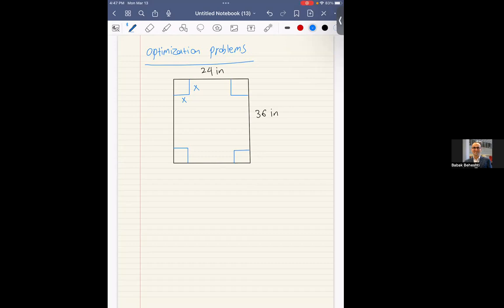So once you fold this paper, you fold it up, what would be the volume of the box? When you fold it, once you cut out the corners, you get something like this. Let me draw it.